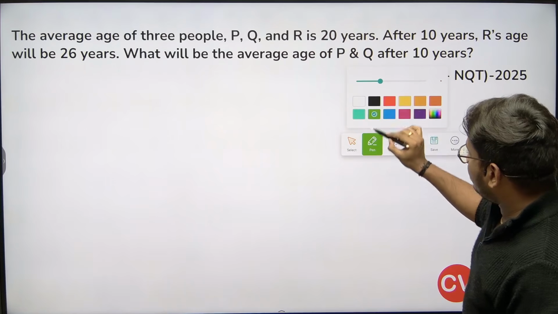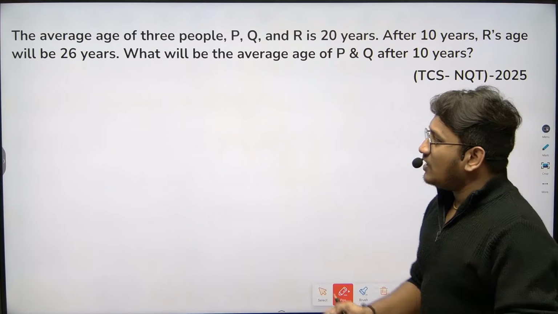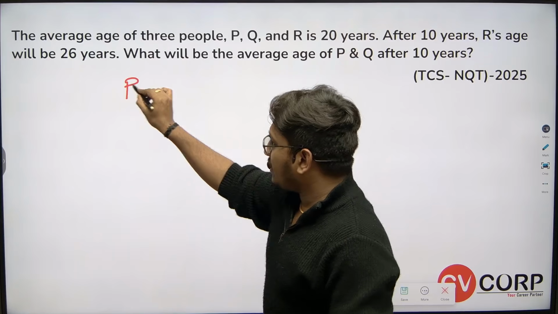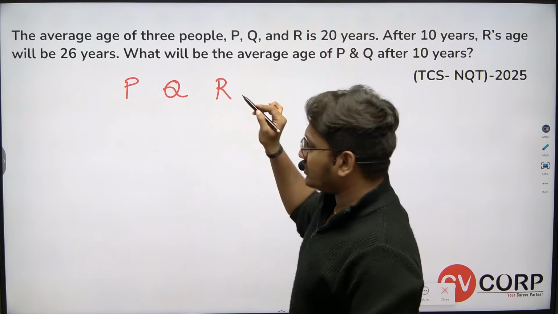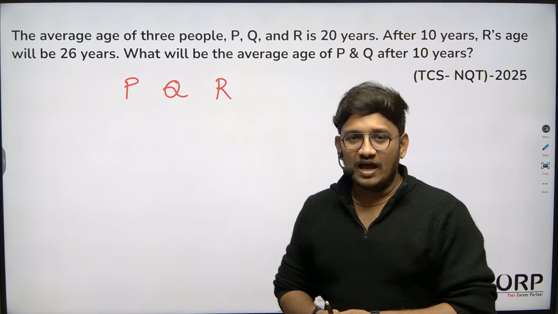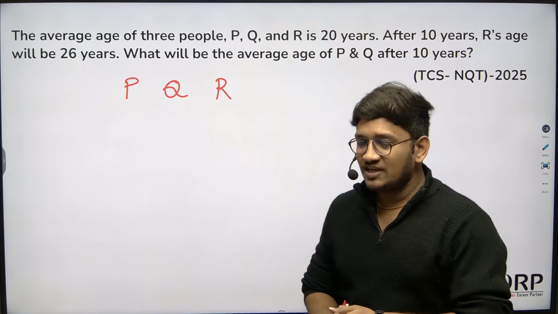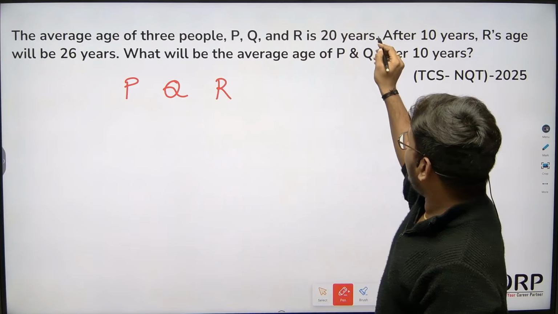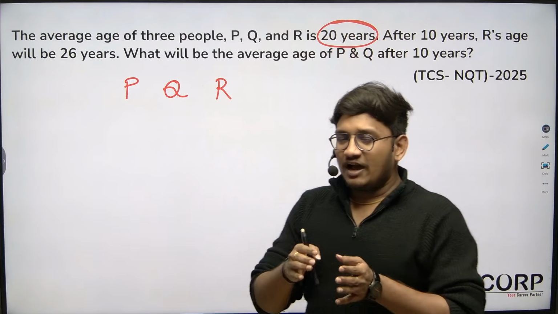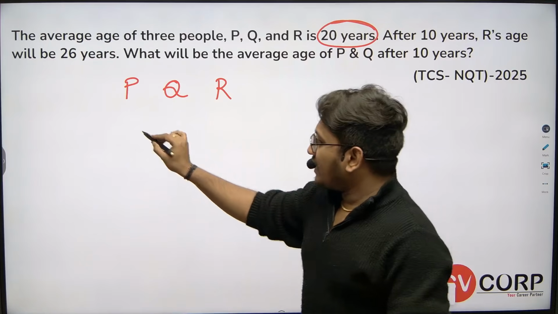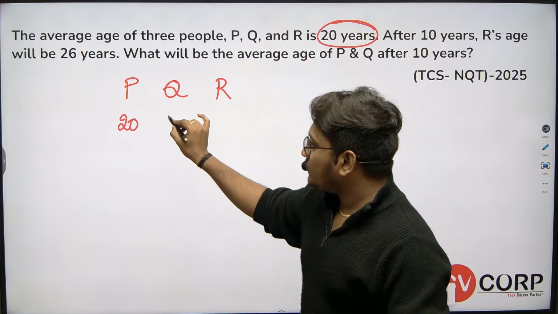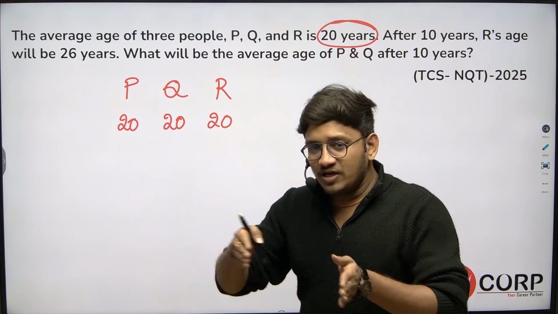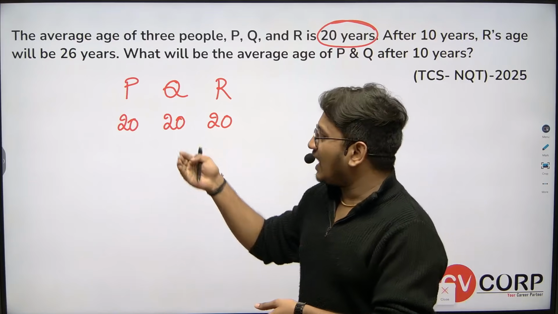Now, if you observe the conditions given, let's take the conditions here. Average age of three people P, Q, and R. When we are talking about average, we have discussed the complete concept and we solved many questions from the concept of averages in the previous TCS NQT slots, right? Now P, Q, R average age is 20 years. If the average of three people is 20 years, can I say that P's age is 20, Q's age is 20, R's age is also 20? If we consider everybody's age is 20, 20 and 20, obviously the average will become 20.